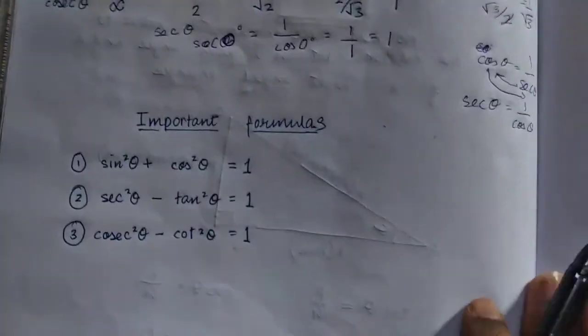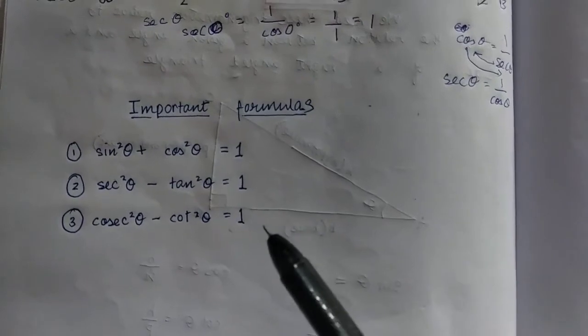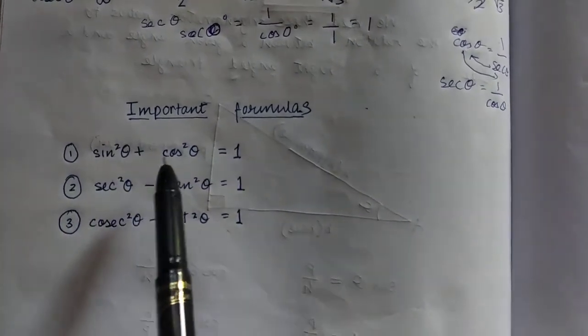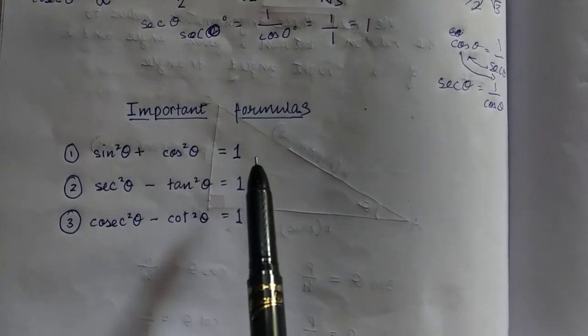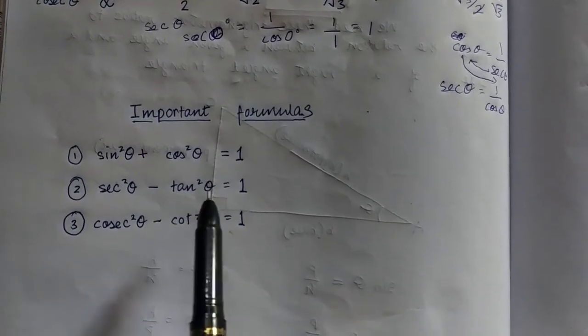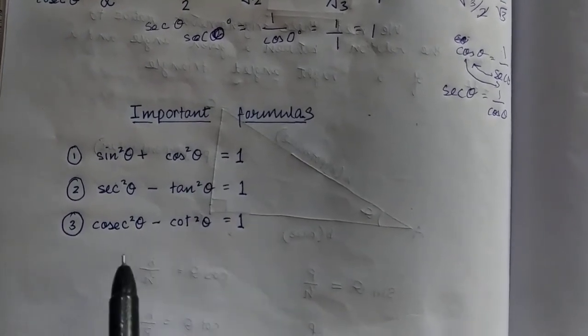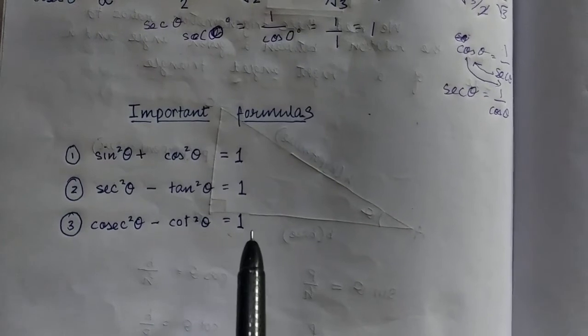And now I'm going to end the theory part with some important formulas. These three are the universally important formulas. You have to always remember them and keep them in your mind. Sine square theta plus cos square theta is equal to 1. Sec square theta minus tan square theta equals 1. And cosec square theta minus cot square theta equals 1.